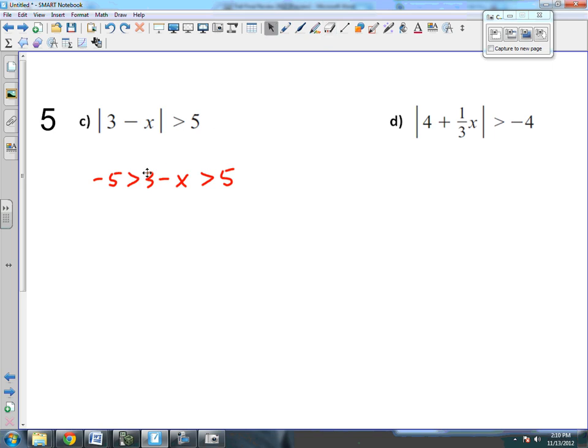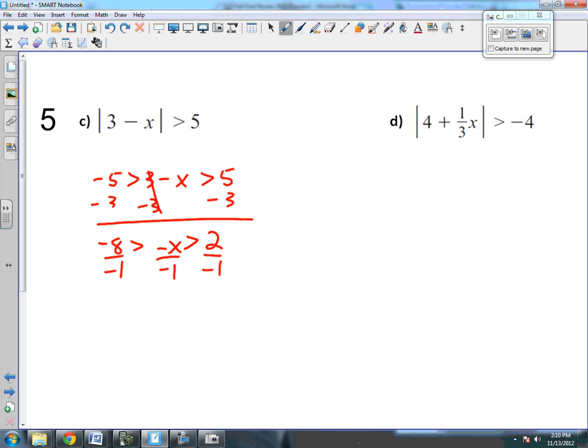At this point, you would solve the inequality as any other two-sided inequality, where I would subtract 3, but I wouldn't subtract it just from two sides. I would subtract it from all three. I would get negative 8 on the right, negative x in the middle, and then 2 over here. If you get a negative x, you have to remember dividing by a negative 1, what happens to the sign? Everybody should know, these signs flip around, and you should get x is greater than 8 or less than negative 2.